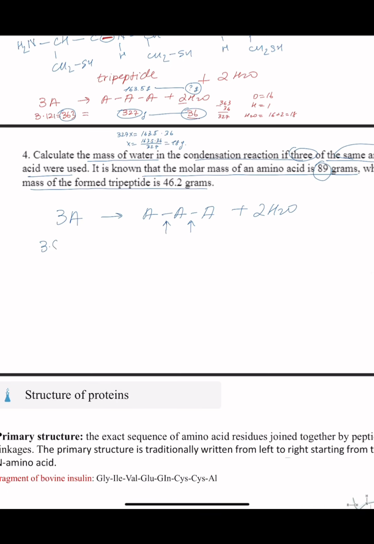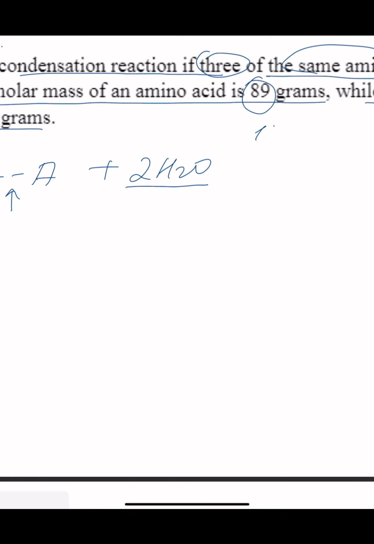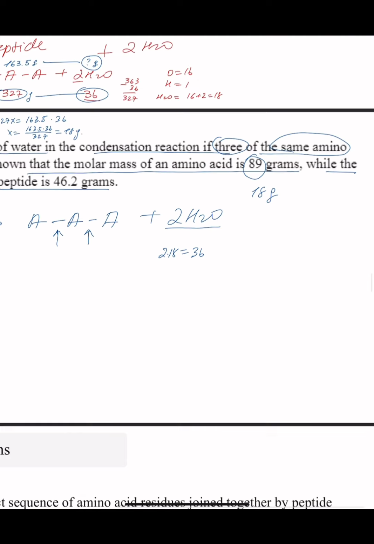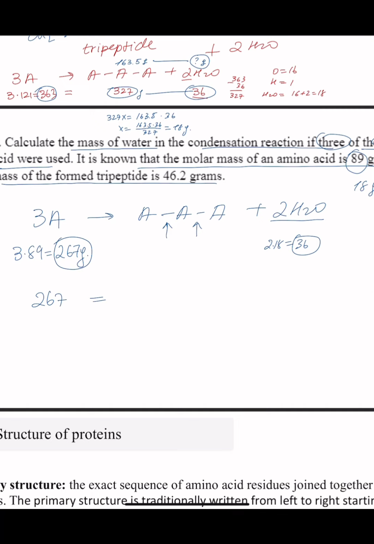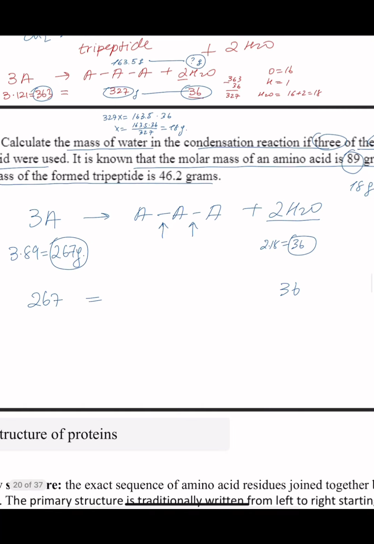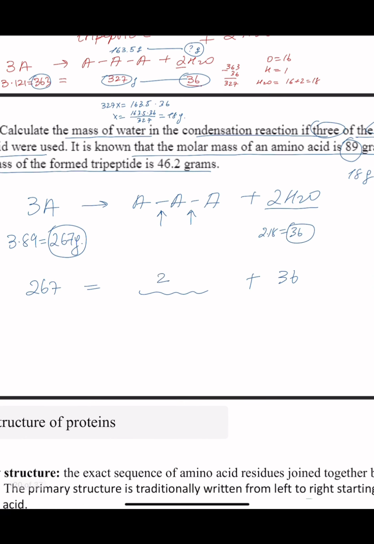So 3 times 89 would be 267 grams, okay? And you know that you produced 2 moles of water. Again, 1 mole of water is 18 grams because oxygen is 16 and hydrogen is 1. So 2 times 18 would be 36 grams, right? So you have from 267, you produced 36 grams. And how many you get in here, all you need to do is deduct that, and this would be 231 grams, right? So this is grams and grams.